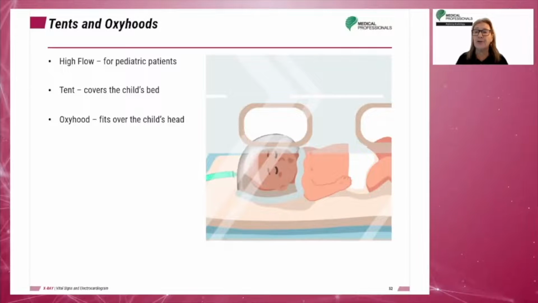Tents and Oxyhoods are used to deliver oxygen to pediatric patients. The oxygen tent covers the patient's bed, and the Oxyhood is a plastic box that fits over the baby's head. These systems can deliver 21 to 100% oxygen. Often, the oxygen source is connected to a large volume nebulizer, which provides humidification in the form of particulate water.